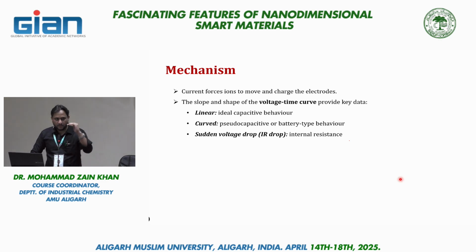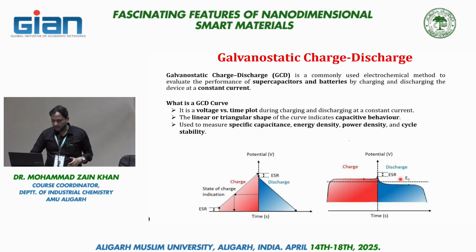And the sudden drop in the voltage, for example, when you have given some current and started the experiment, there is a rise in the voltage, then there is a sudden drop. This is the straight upside down line. This shows immediately there is a drop. This drop is due to the internal resistance of the circuit.